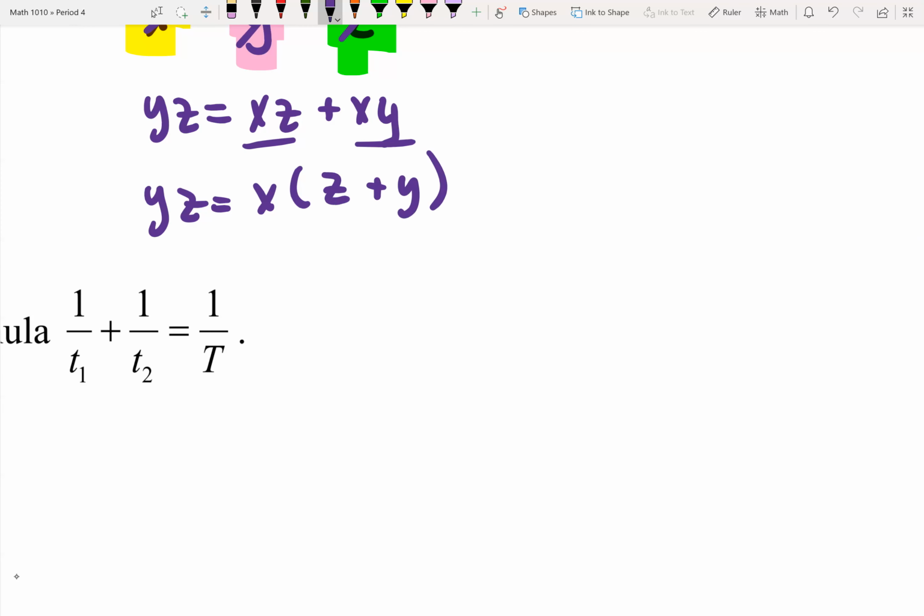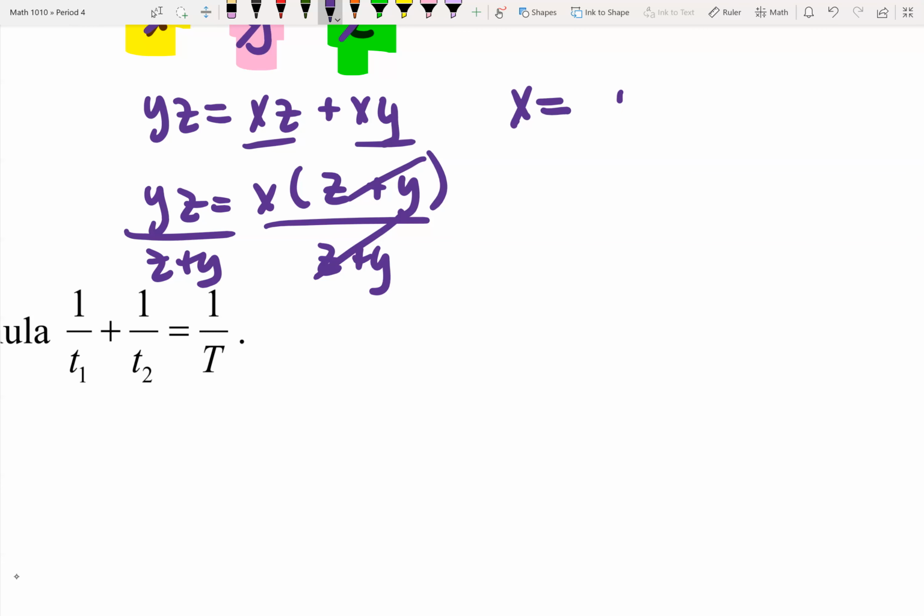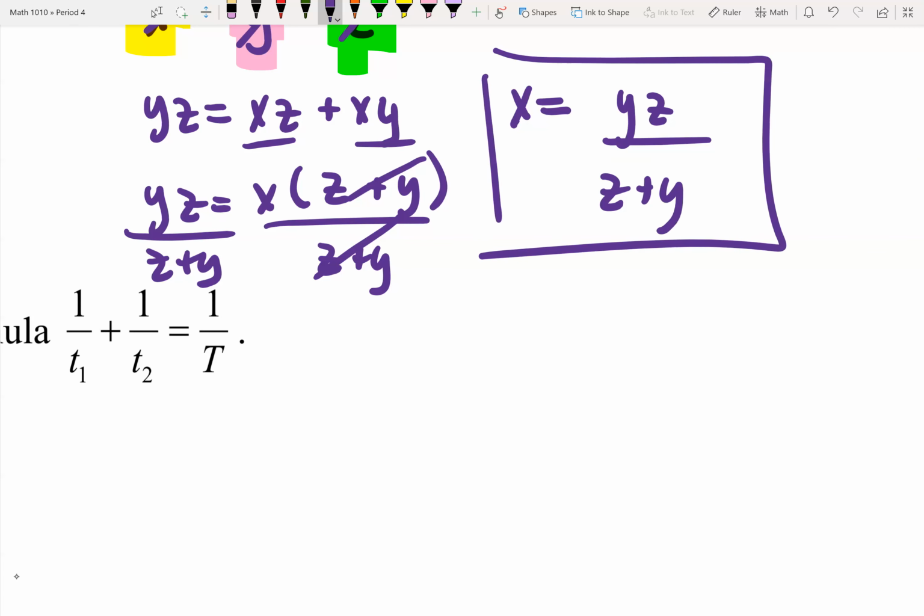z plus y. Now I want to get the x alone. The z plus y is multiplied, so to get rid of it, I have to divide by z plus y. Now the z plus y's cancel. Now my x is isolated. So x equals yz over z plus y. Can I cancel anything? No, it'd be wrong no matter what you do. Who followed me?